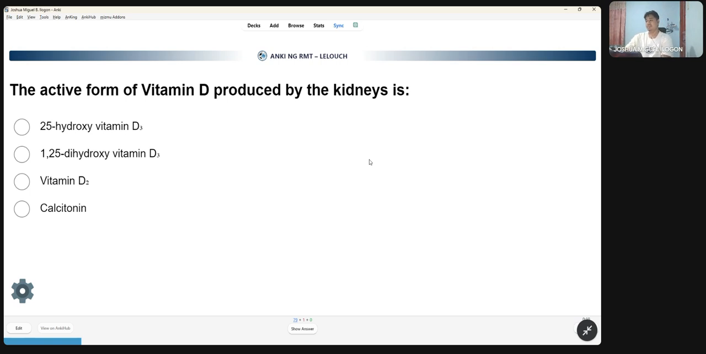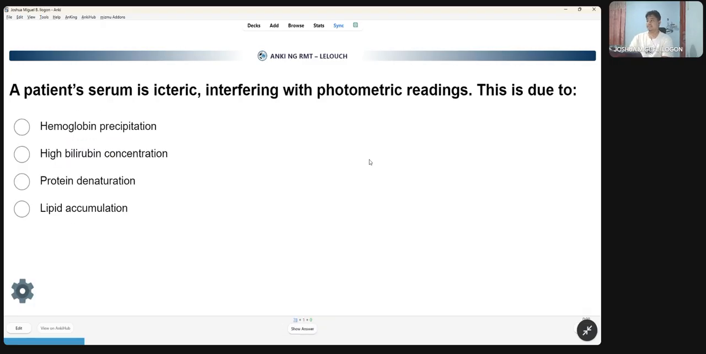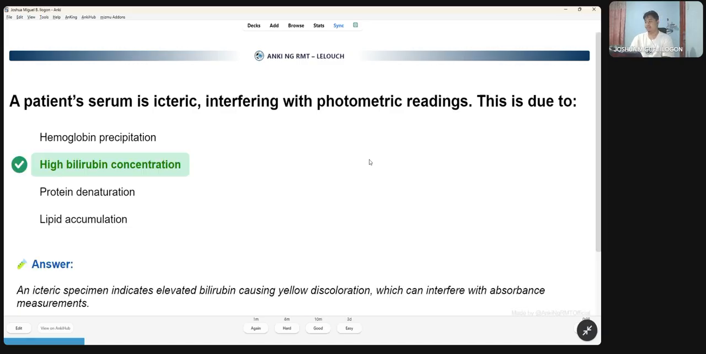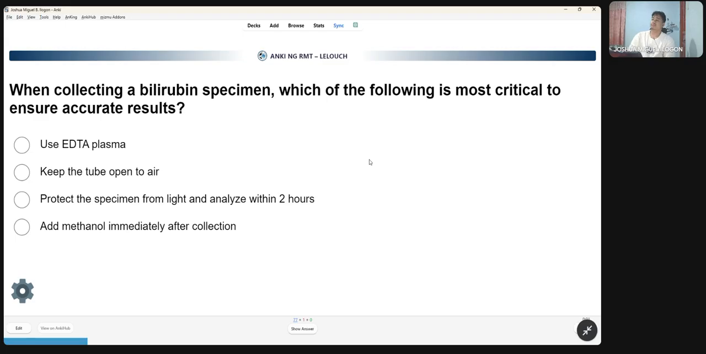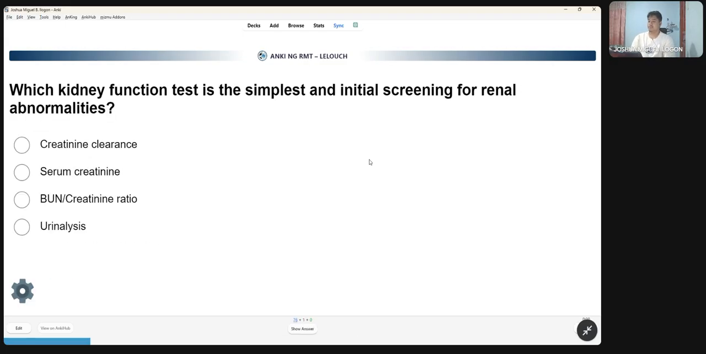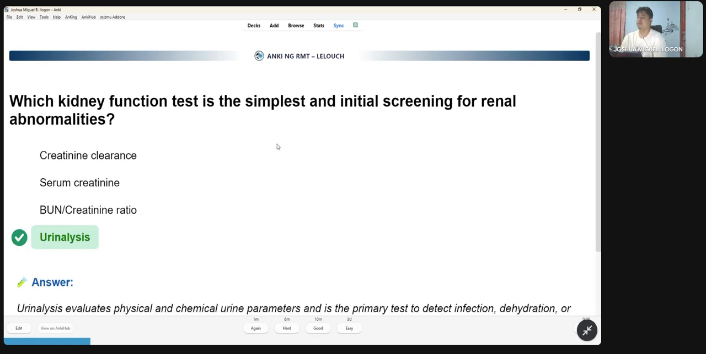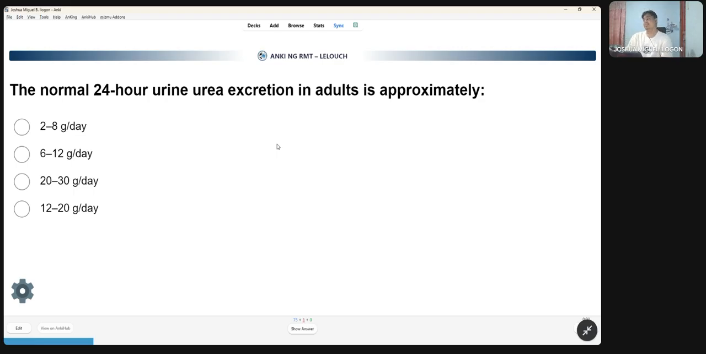1,25-dihydroxyvitamin D3, I think. Yeah. Bilirubin analysis. Which kidney function test is a screen for renal abnormalities? BUN and creatinine, I think. Yeah. Oh no, I'm so bad. All right, that's 12 to 20 grams per day.